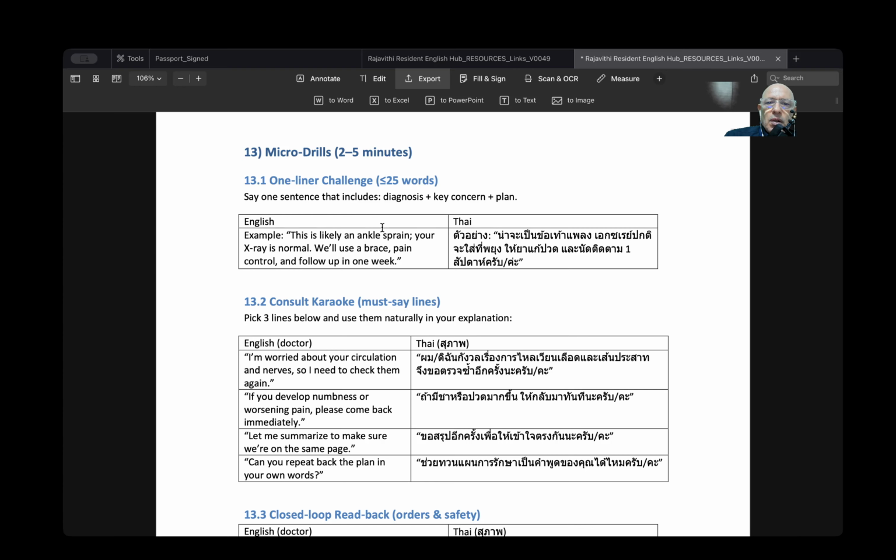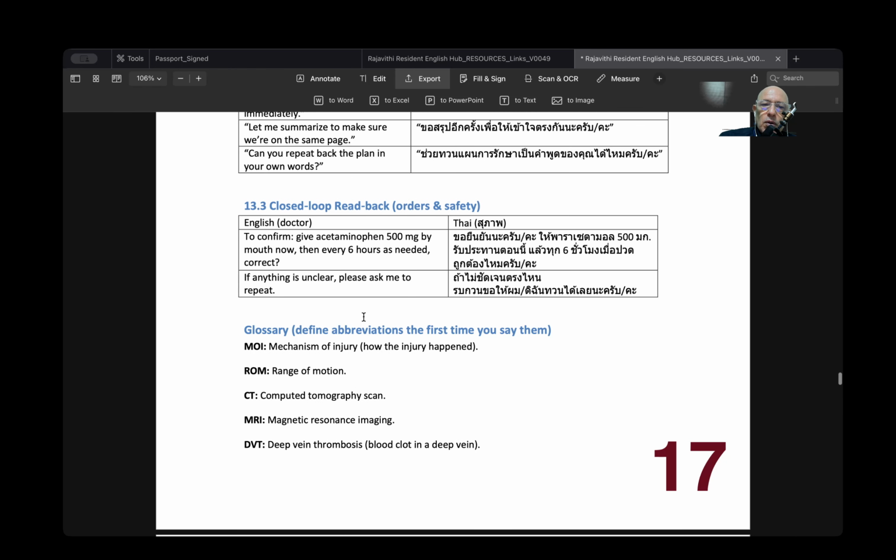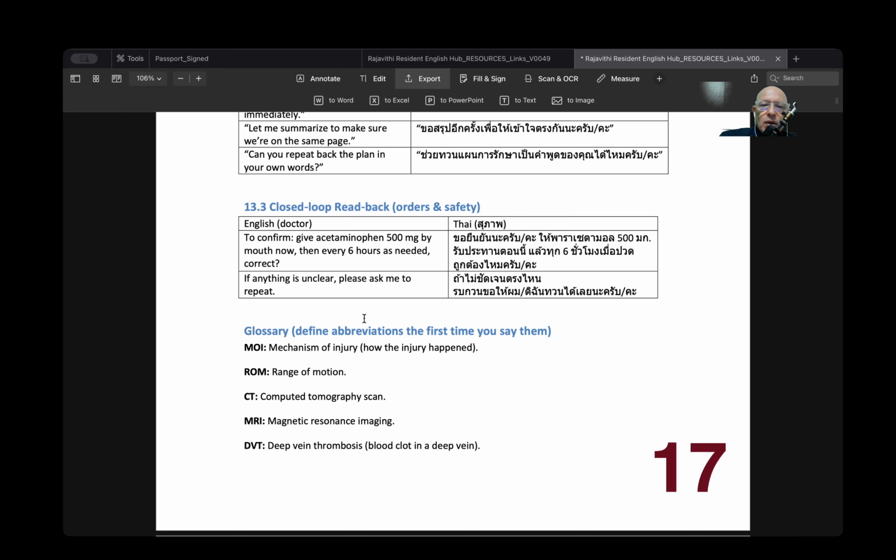This is likely an ankle sprain. Your X-ray is normal. We'll use a brace, pain control, and follow-up in 1 week. I'm worried about your circulation and nerves, so I need to check them again. Let me summarize to make sure we're on the same page. Can you repeat the plan in your own words? To confirm, give acetaminophen 500 milligrams by mouth now, then every 6 hours as needed.